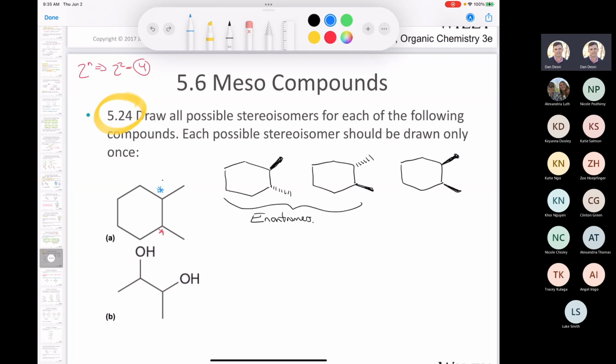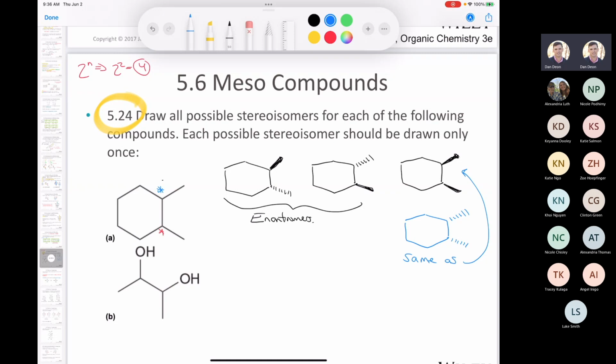So let me ask you, what if I drew this compound? Would this be a new stereoisomer if I put both of the methyl groups pointing down? Is this a new stereoisomer, yes or no? Could anybody answer that? Would this be a new stereoisomer? Absolutely, yes. Thanks, Kiana. The answer is no, because this is the same as this compound. Those are both cis-1,2-dimethylcyclohexane. And so we only have 3 possible stereoisomers for this compound.